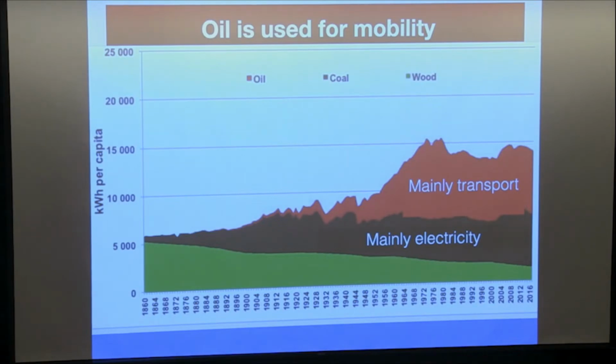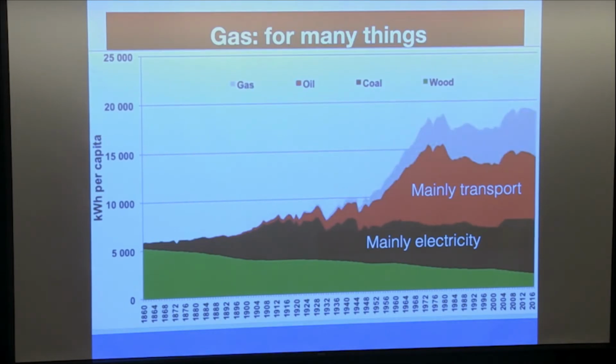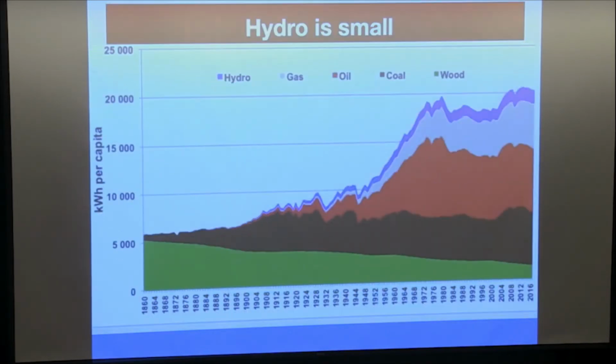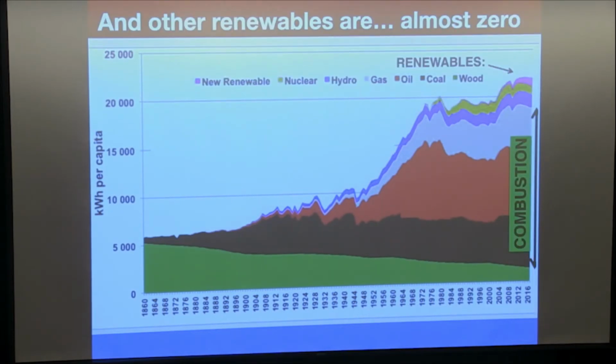Then we introduce oil, and oil is really used for transportation. Then we introduce gas. Then we introduce hydro, this blue line here. Then we introduce nuclear, and then we introduce renewables. That's renewables, okay? So you see the problem here, that this thing is really too small compared to combustion. And it's not our fault, okay? But that's the way it is.